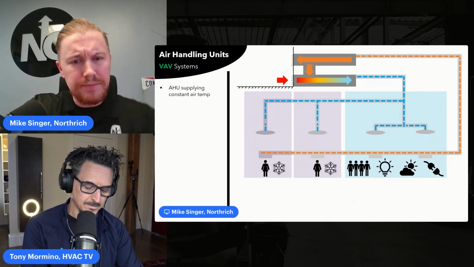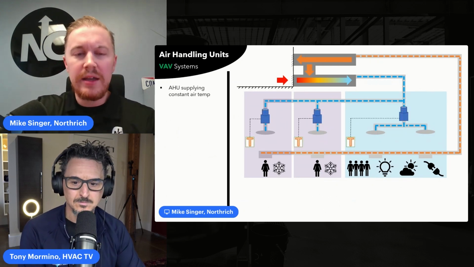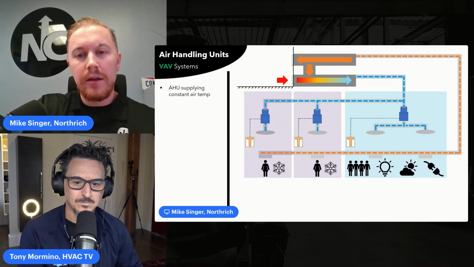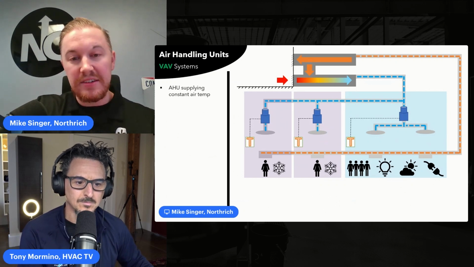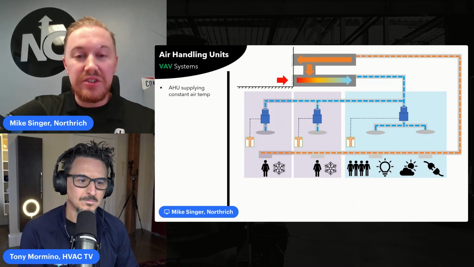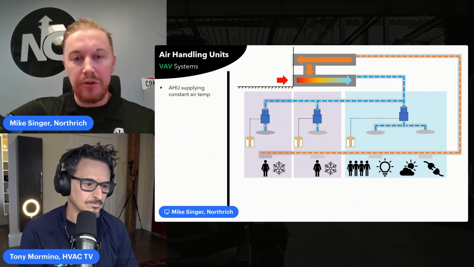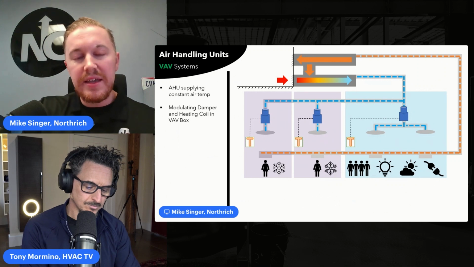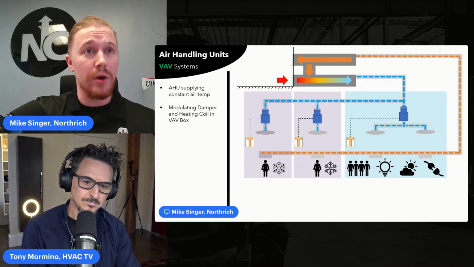So what's it look like? Same type of system, except now we have VAV boxes, as you can see, at the terminals of each of our spaces, which are now separately zoned, and they each have their own thermostat. So the trick is inside of this VAV box, we have a reheat coil.